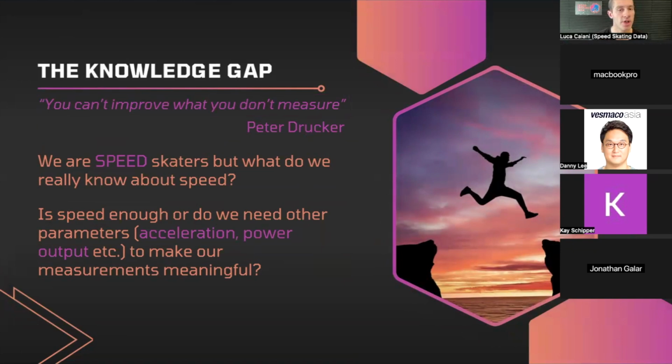We have this knowledge gap. We train for speed because we are speed skaters, but it's not that easy to measure speed. And if you can't measure something precisely, it's difficult to work on it and develop it. If we look at speed, it's hard to see how fast you're moving. And maybe in past years in speed skating, just knowing how fast you were moving was enough. But today, maybe we need more parameters to describe our sport better.